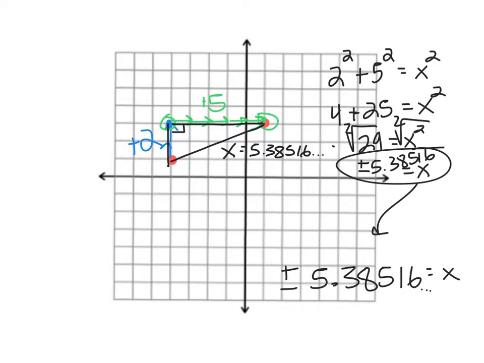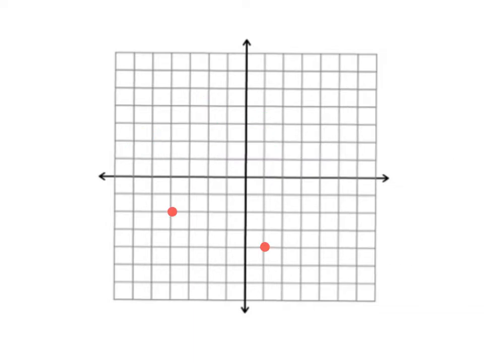0.38516 dot dot dot to indicate that it keeps going on and on. Go ahead and try this one, and I'll give you a hint. The answer is an irrational number. Hit play when you're ready to check your answer.